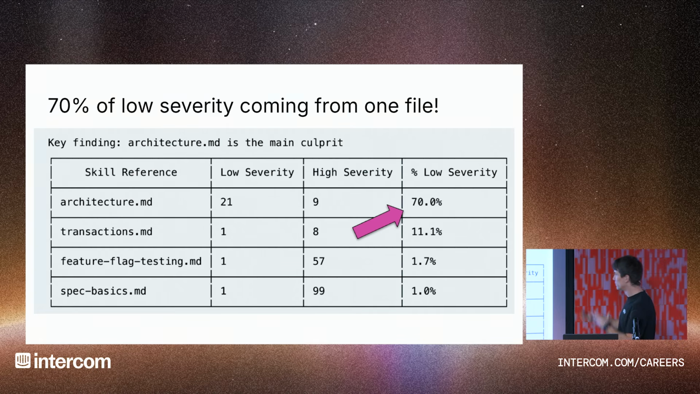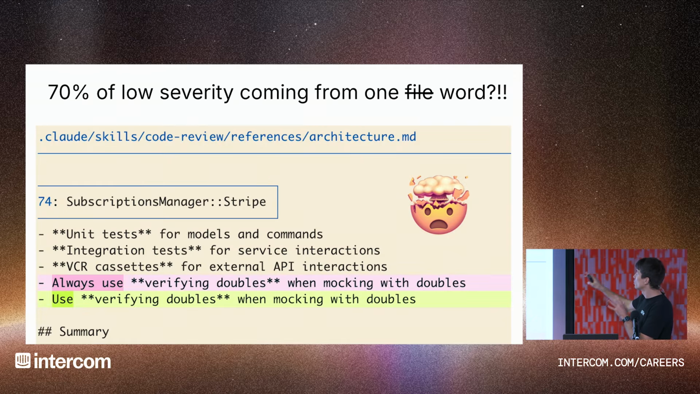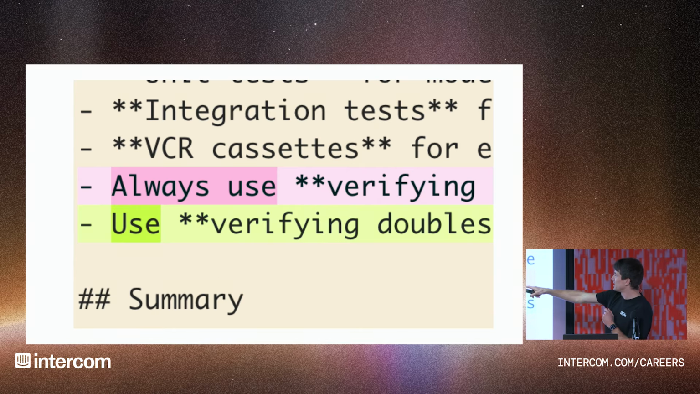So we added a skill, a few files, sourced and curated with experts, all good. And then when we ran those batch evaluations on a few hundred PRs, we noticed that it started to produce some low severity comments. Like 70% of all of those PR review comments were coming from one single file. Wait a minute, not just one single file, one single word. I'll make it bigger for you. See that? "Always use verifying doubles."